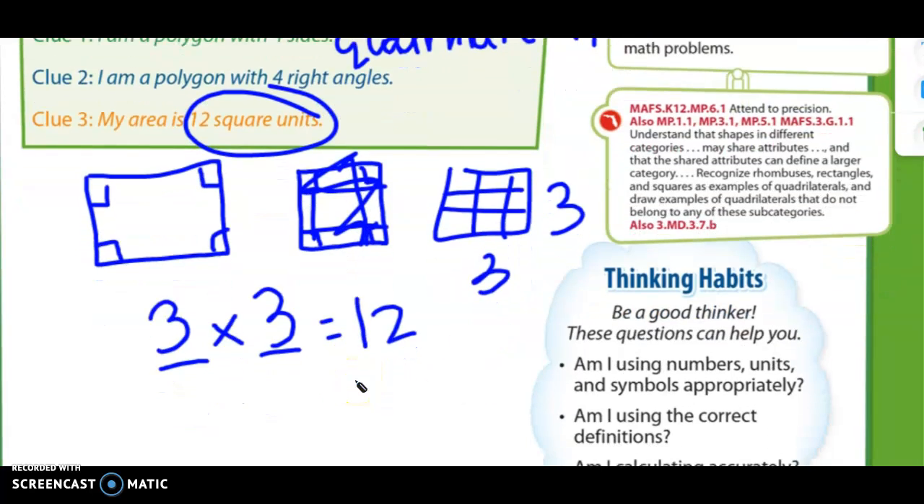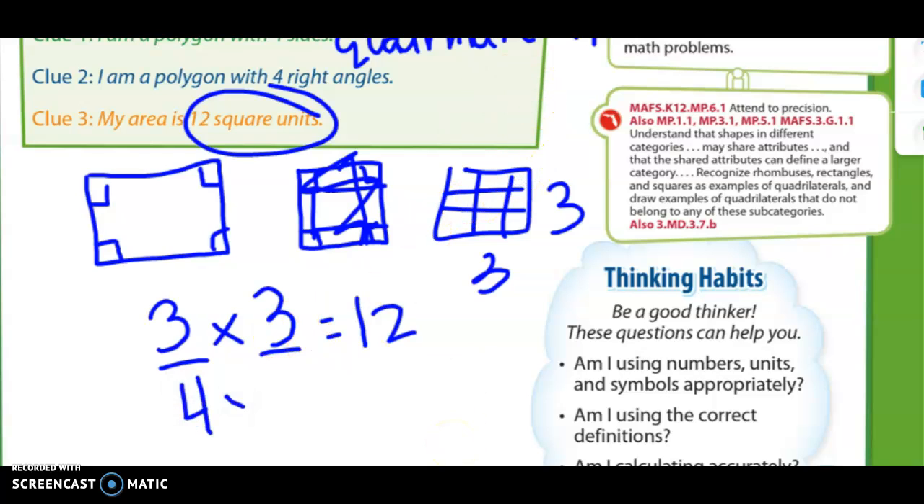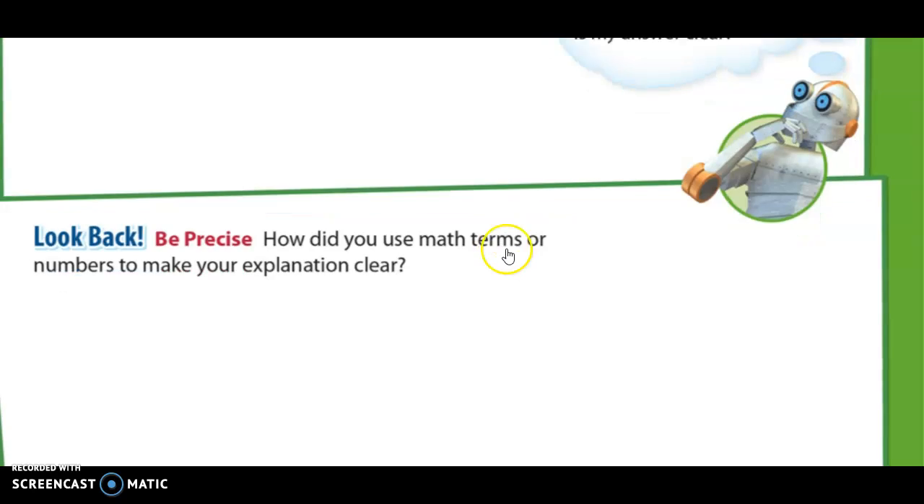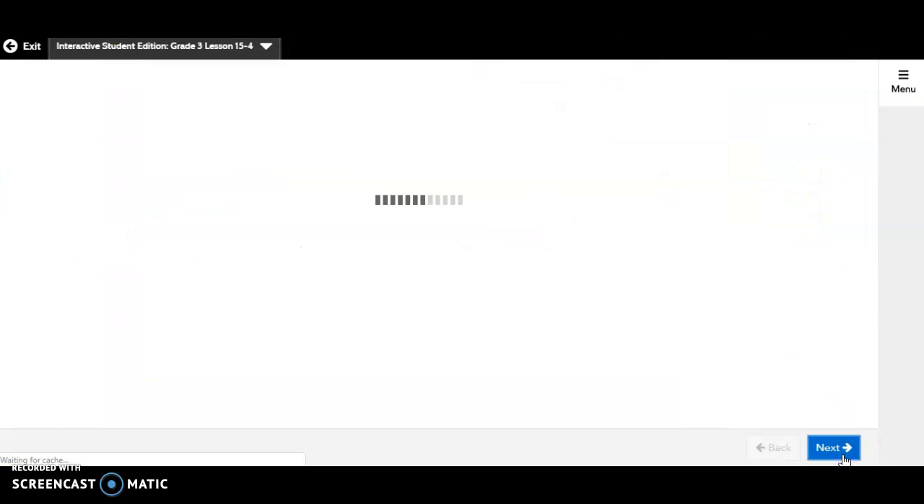So in order for a shape to be a square, it has to have an area of 12, and the numbers you multiply have to be the same. Since we can't get to 12, since 3 times 3 is 9, and if we go up one more number, 4 times 4 is 16, we know that this shape they're describing has to be a rectangle, because there's no way we could create an area of 12 with a square. It's just not possible.